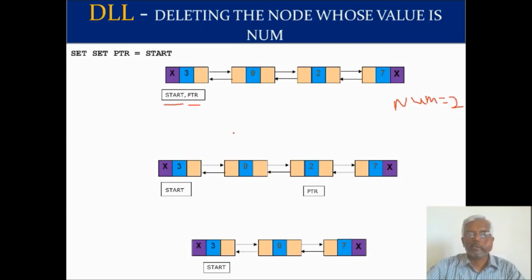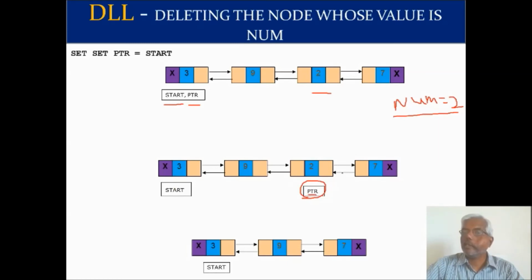Now what is the next target? We have to move this pointer up to the node whose value is 2, that is this one. So for that we are going to use the while loop, which is also very similar to that of singly linked list and circularly singly linked list. So after executing that while statement, this particular node is going to be named as pointer.